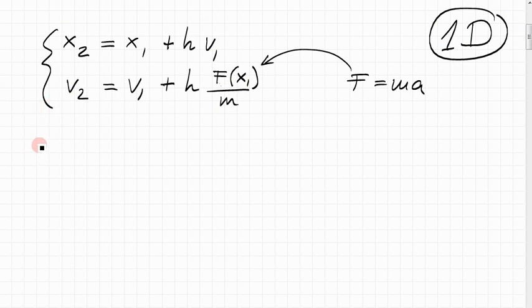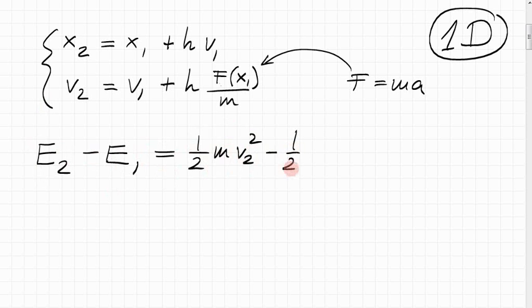What I'm interested in now is the change of energy. Let me write it like that. The energy after the step minus the energy before that step. What would that be, the change in energy? First of all, it's the change in kinetic energy. So 1/2 the mass times the velocity after the step squared. That's the kinetic energy after the step minus the kinetic energy before the step, plus the change in potential energy.